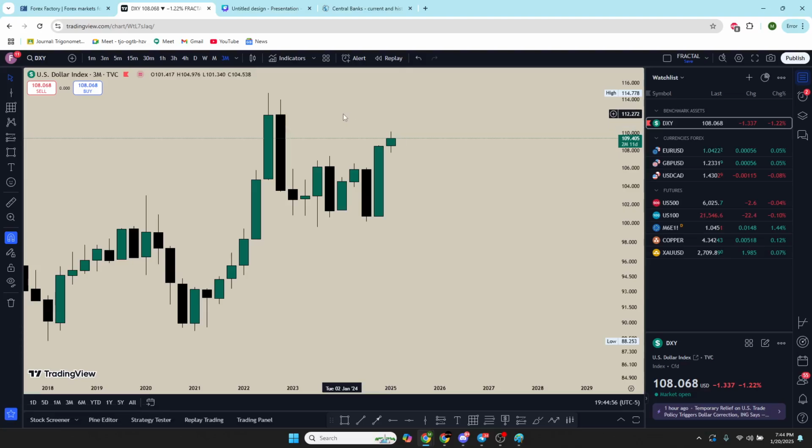Okay. So with that being said, this candle right here is going to form. See, look what just happened. We had a bearishness on the dollar index.